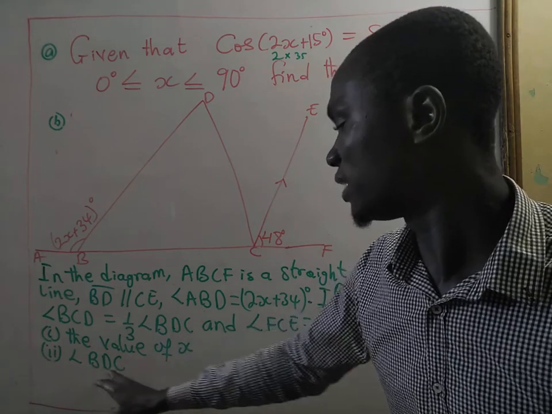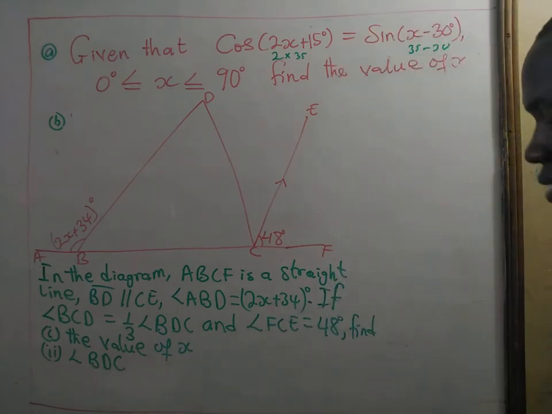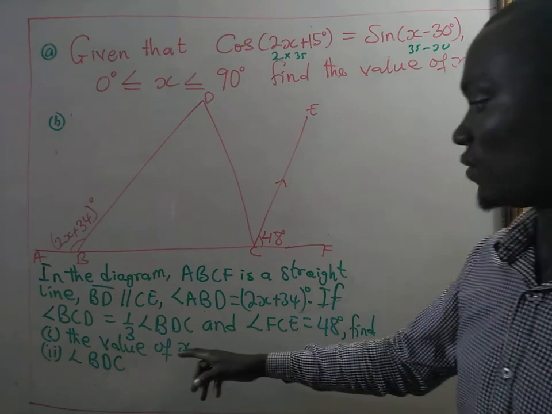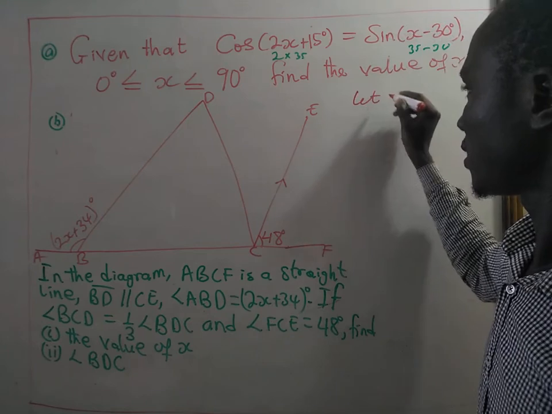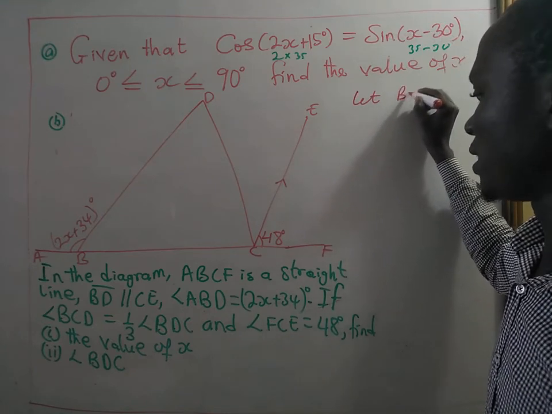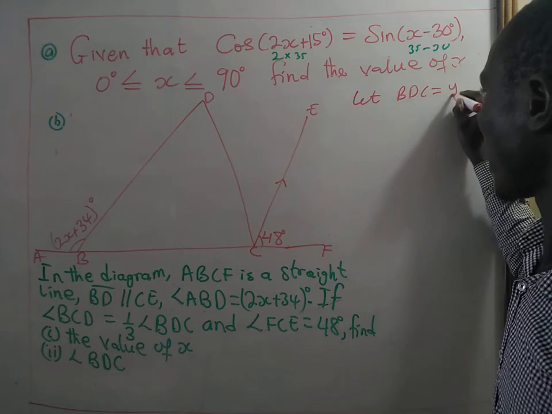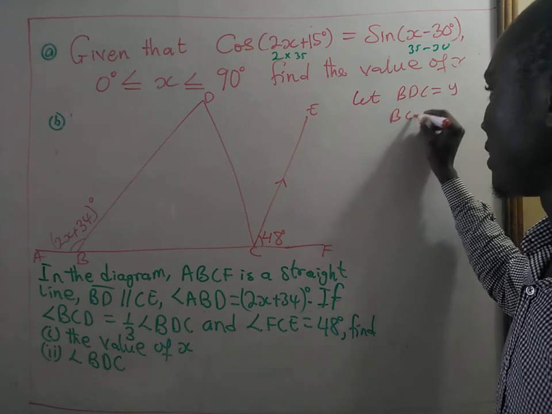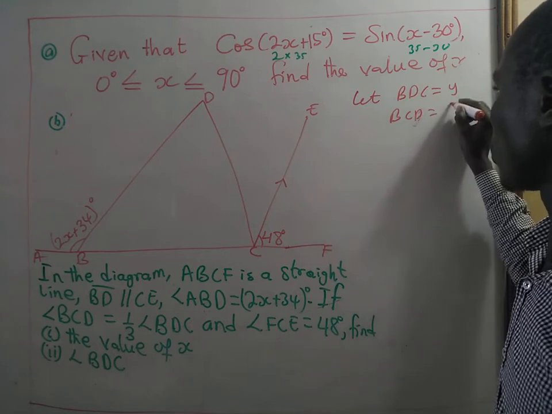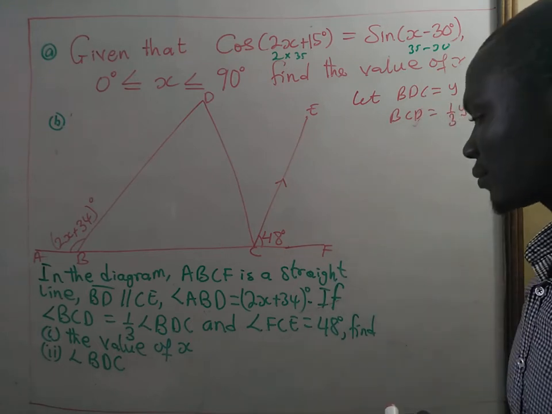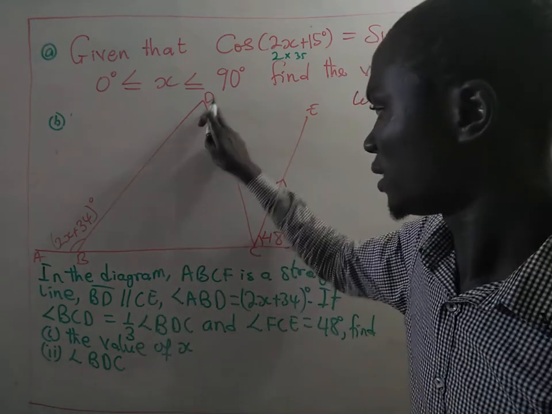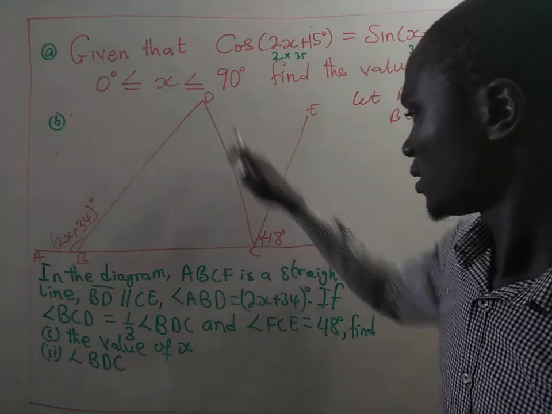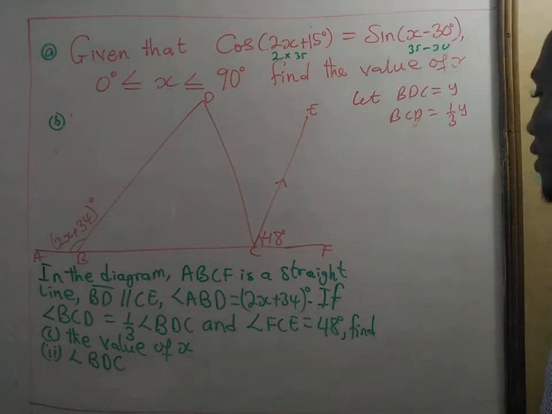Then angle BDC. This is very simple. So how do we do it? Let's fix in what we have been given here. We have angle BCD equal to 1/3 of BDC. So if we let angle BDC equal to y, then angle BCD equal to 1/3 of y. So let's put those angles there. Angle BDC, and angle BCD.